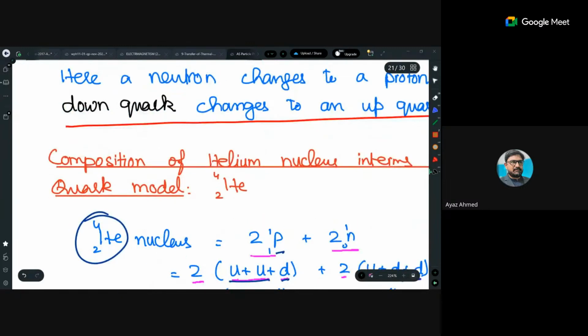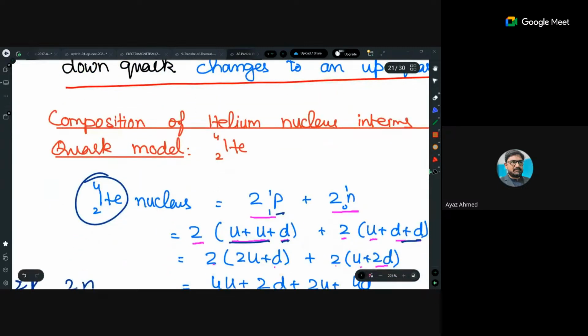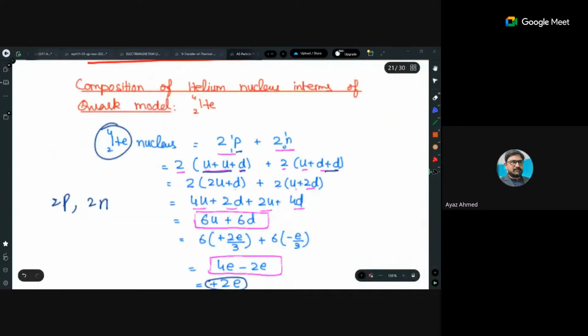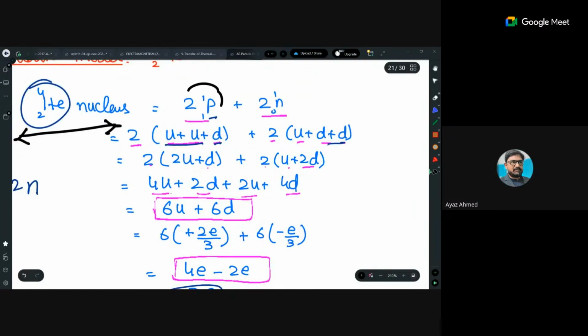That is, when a proton decays, the down quark decays into an up quark, and when a neutron decays, an up quark decays into a down quark, right? So people can ask me, once you have been asked about the quark composition of helium: what is the quark composition of helium? Because helium consists of two protons and two neutrons.